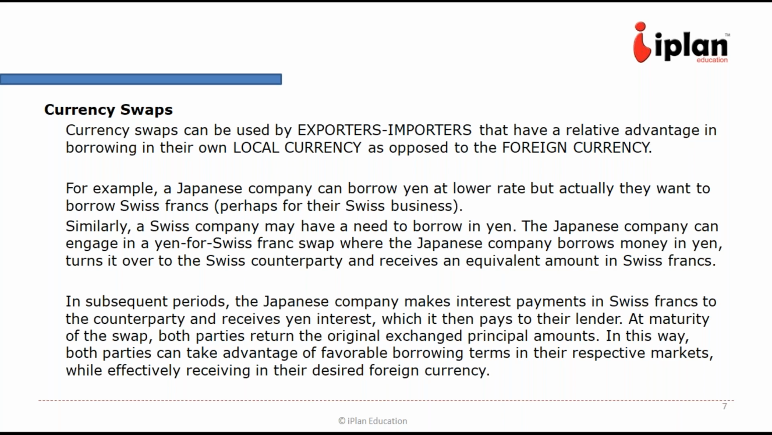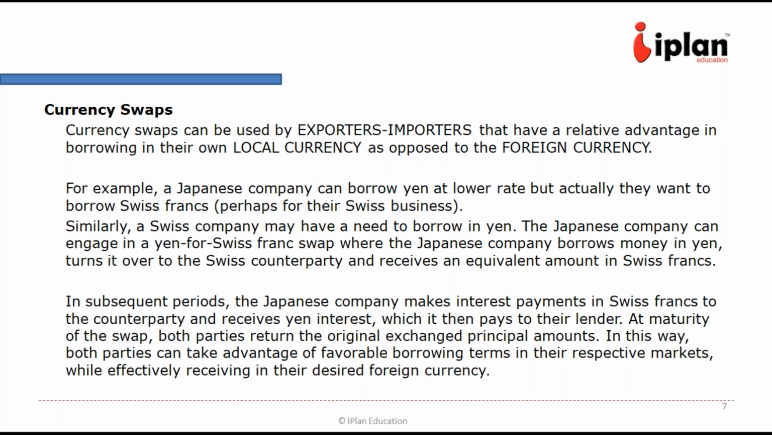Now, in the subsequent period, the Japanese company makes interest payments in Swiss franc to the counterparty, and receives yen interest. So there are like two transactions. My pen tablet is not working, so I'll try to explain it. There is a company A and a company B. Company A is in Japan. Let's say the Japanese company takes a loan in Japan at 2% and they pay it. No problem, because they have taken the loan. And the Swiss company takes a loan in Swiss franc at 3% and pays the loan interest at 3%.